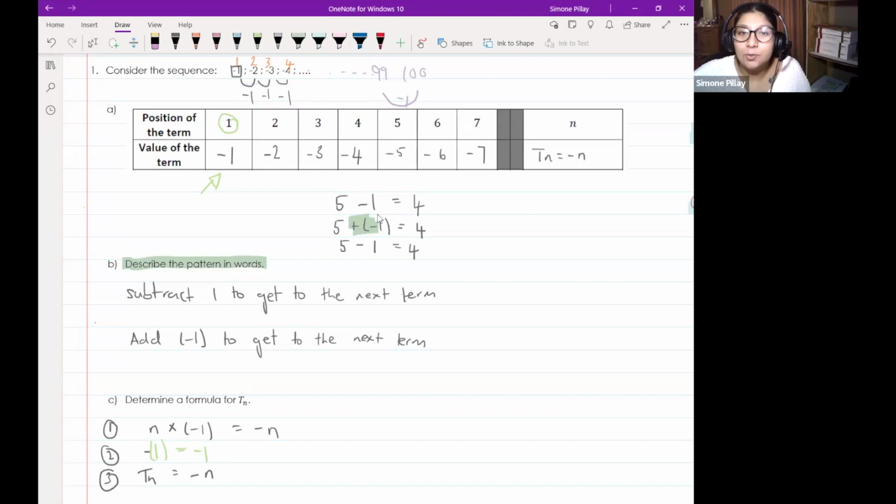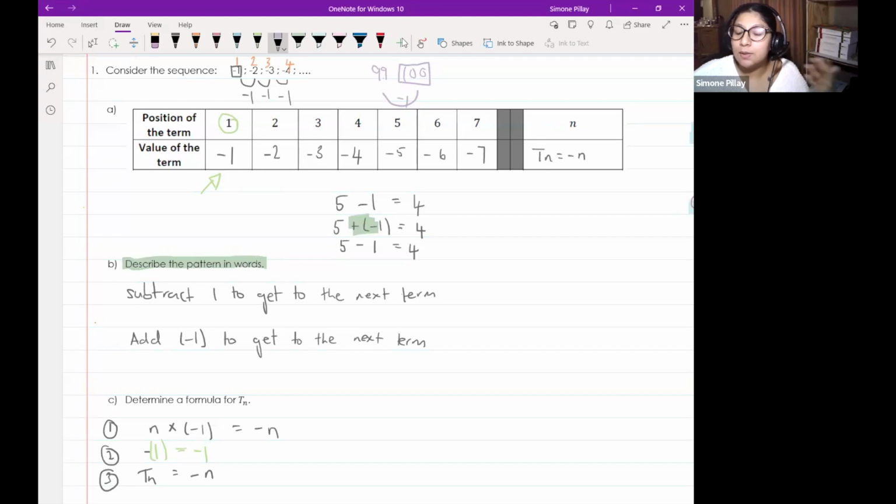What we need is a formula where we can put in our input. And what is our input? Our input is this. I want to put in 100, and I want this formula to give me back what that term value is when my input is 100.